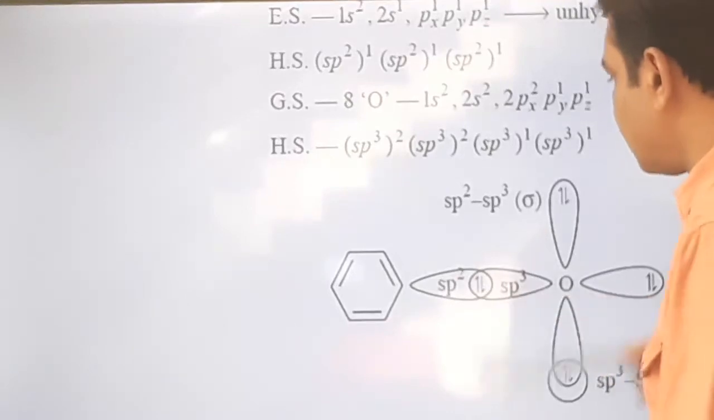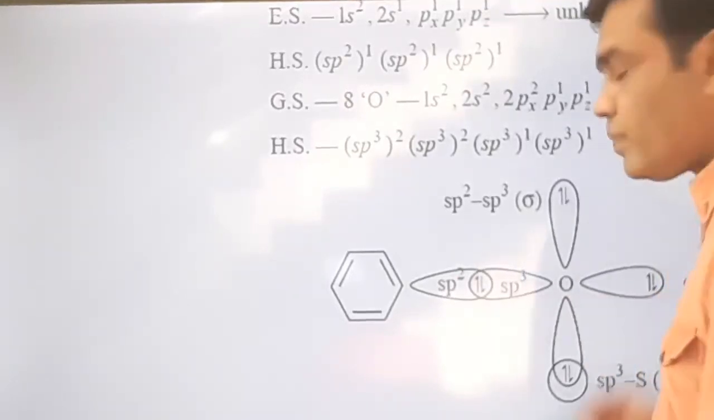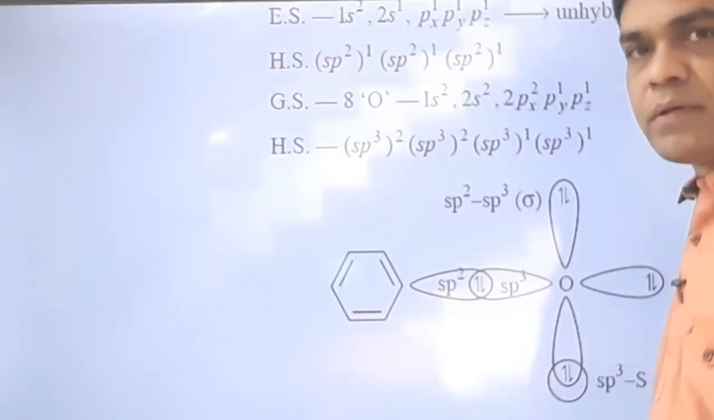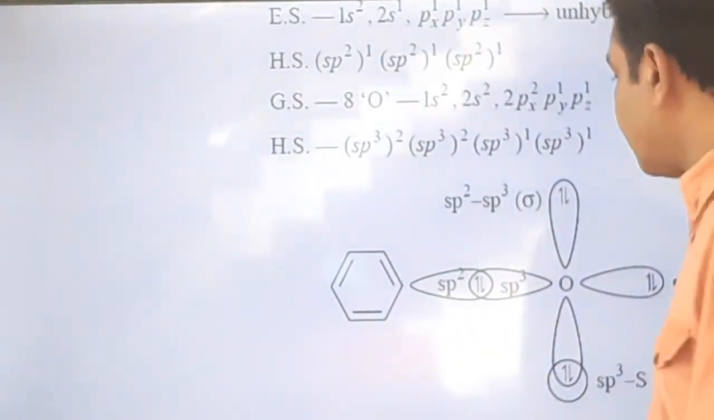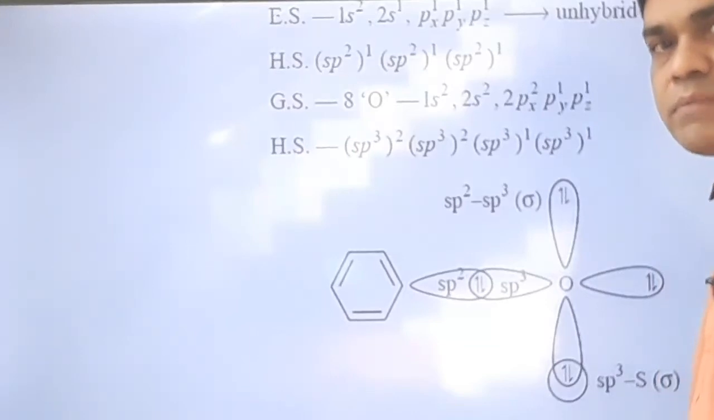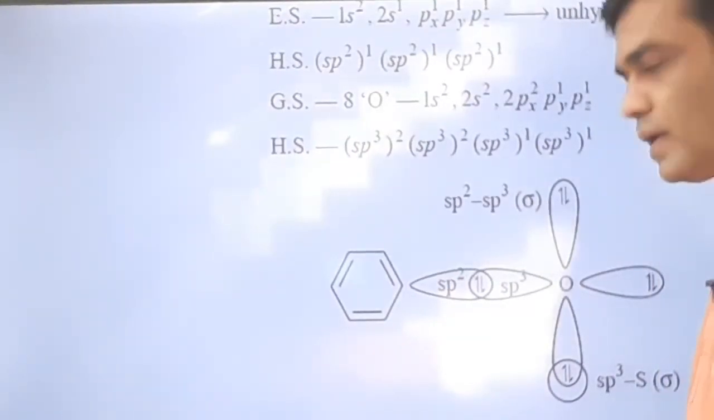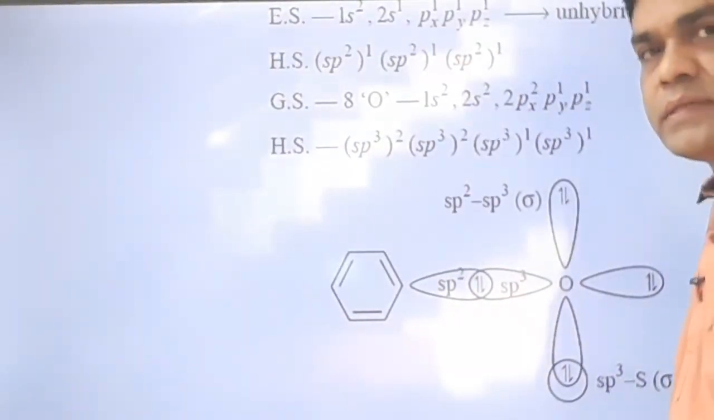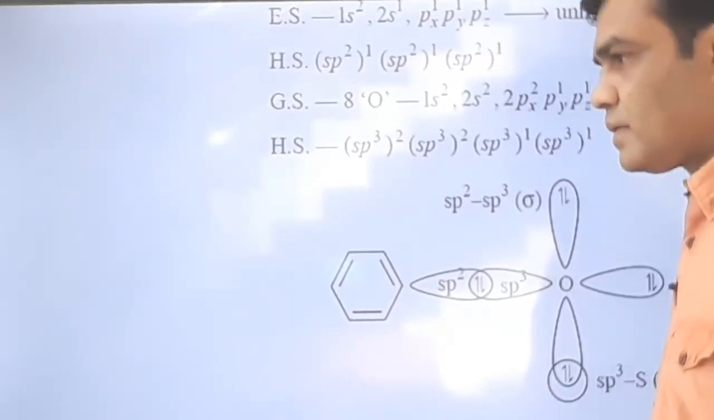This is the oxygen carbon bond. What about these two? These two sp3 hybrid orbitals remain. These two hybrid orbitals having a pair of electrons don't take part in the formation of a covalent bond, and that's why these are called lone pairs of electrons.